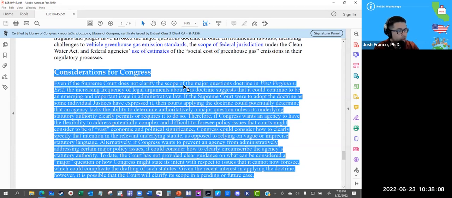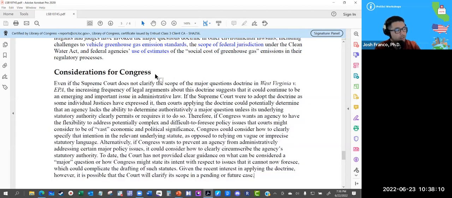I'll go ahead and read it for us. So, considerations for Congress. Even if the Supreme Court does not clarify the scope of the major questions doctrine in West Virginia versus EPA, the increasing frequency of legal arguments about this doctrine suggests that it could continue to be an emerging and important issue in administrative law.